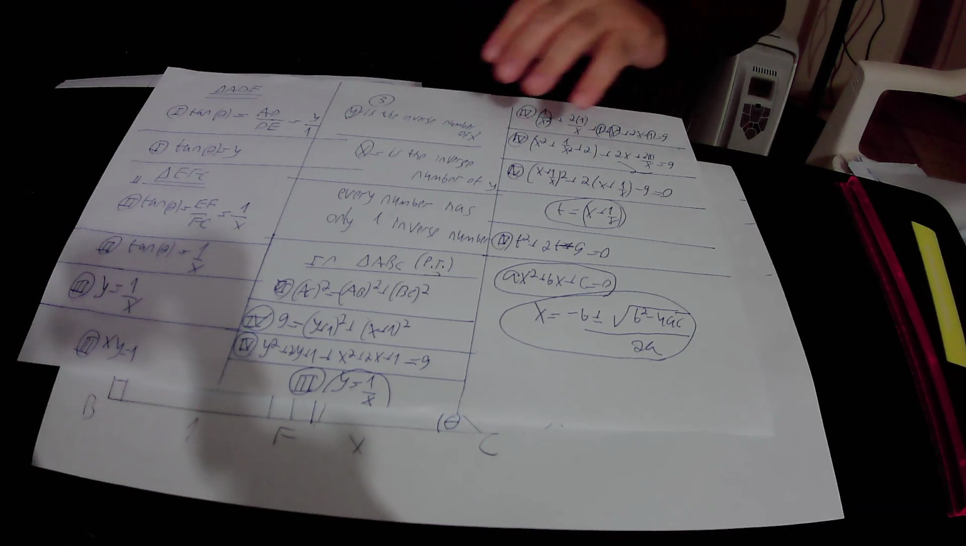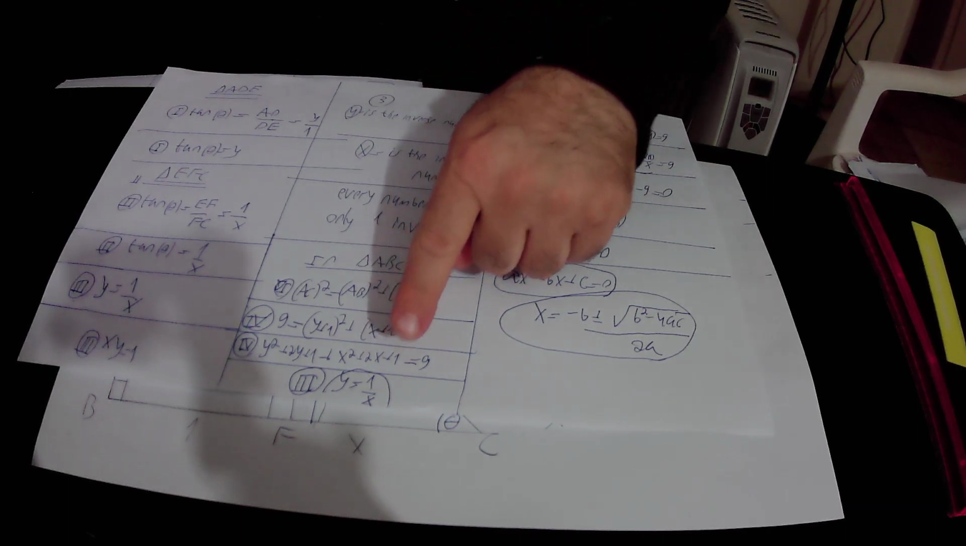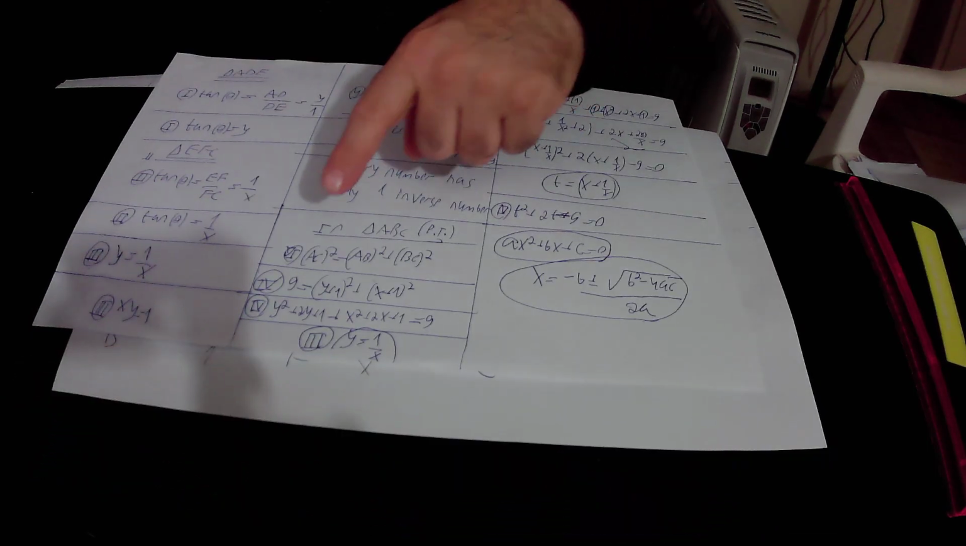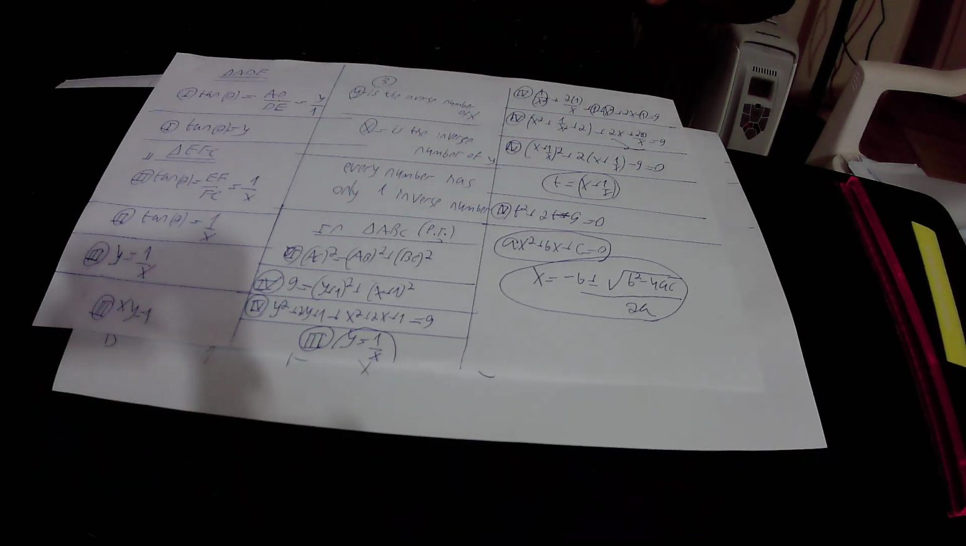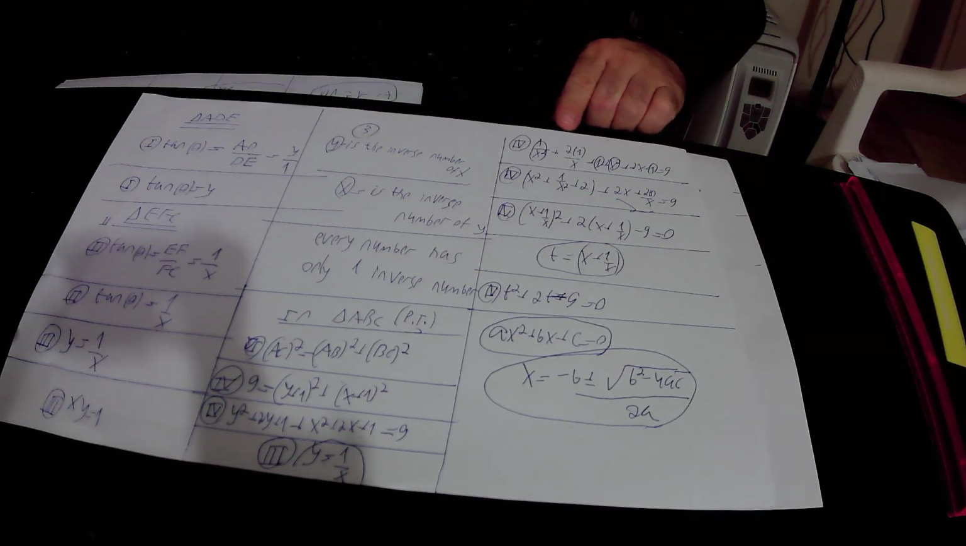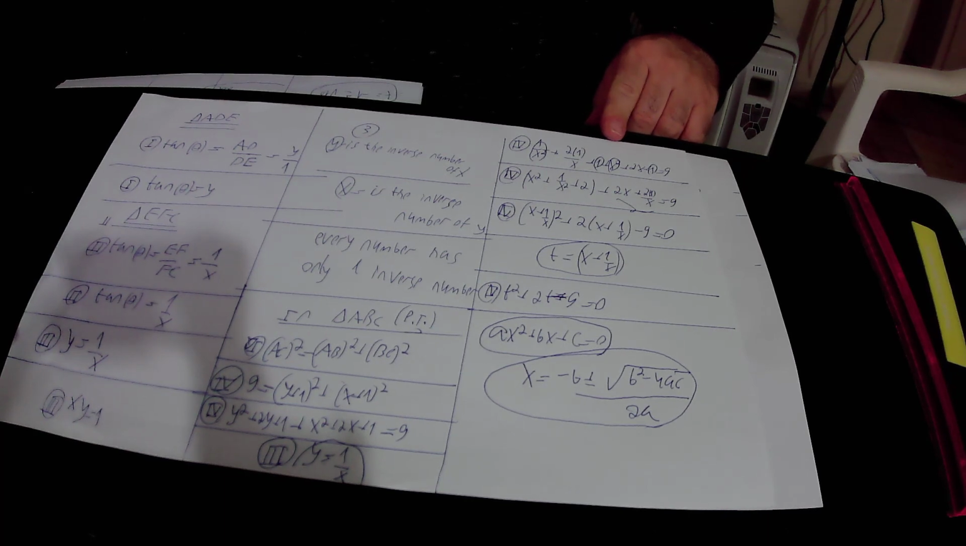But according to equation number 3, we know that y equals 1 over x. What does it mean? It means that we can substitute y by 1 over x. We did it, and we got that y squared is 1 over x squared, plus 2y is plus 2 times 1 over x, plus 1, plus x squared plus 2x plus 1.